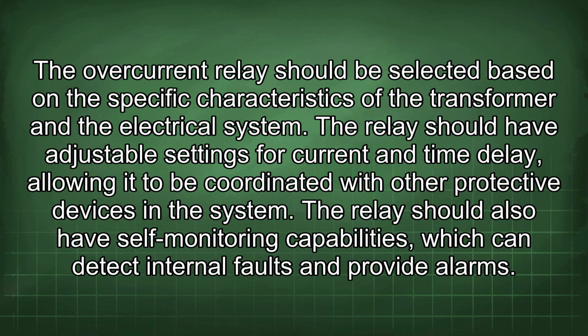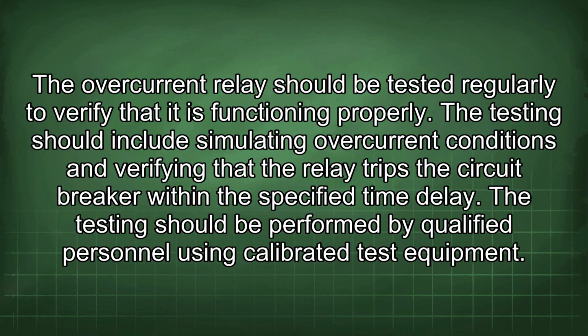The overcurrent relay should be selected based on the specific characteristics of the transformer and the electrical system. The relay should have adjustable settings for current and time delay, allowing it to be coordinated with other protective devices in the system. The relay should also have self-monitoring capabilities, which can detect internal faults and provide alarms. The overcurrent relay should be tested regularly to verify that it is functioning properly. The testing should include simulating overcurrent conditions and verifying that the relay trips the circuit breaker within the specified time delay. The testing should be performed by qualified personnel using calibrated test equipment.